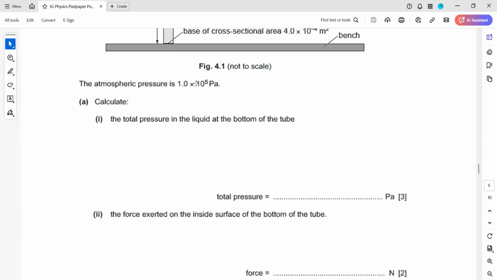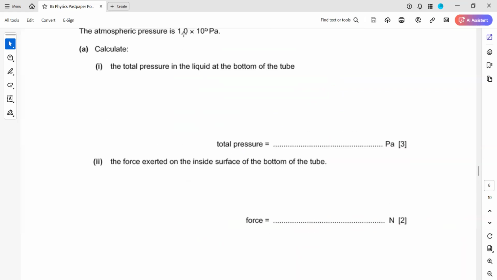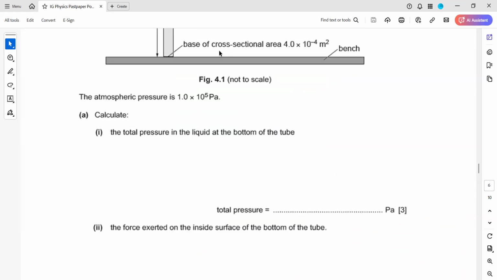The force exerted on the inside surface of the bottom of the tube. Whenever you need a force and the cross-sectional area is also given, pressure is force divided by area. This answer was 2.37 × 10^5 Pascal. We need the force. So force will be pressure times area. What is the pressure?